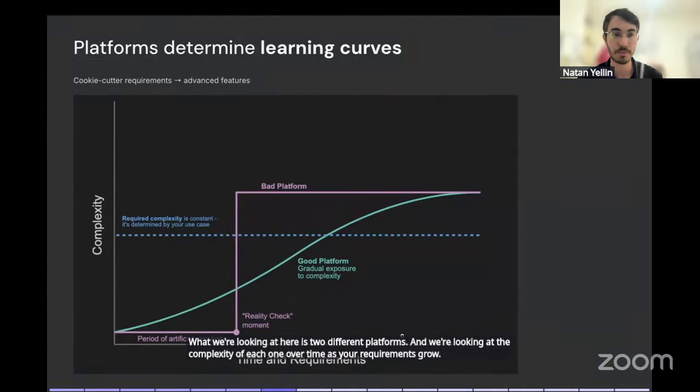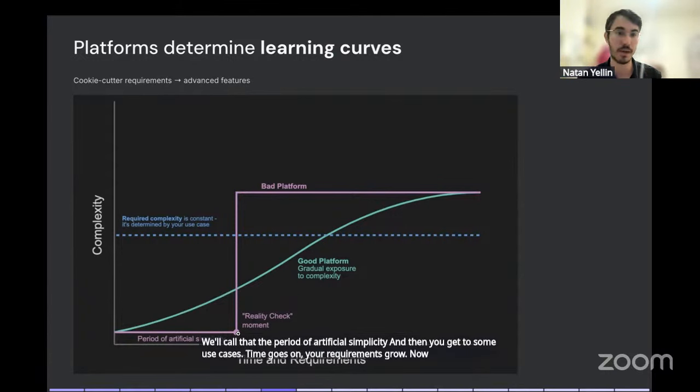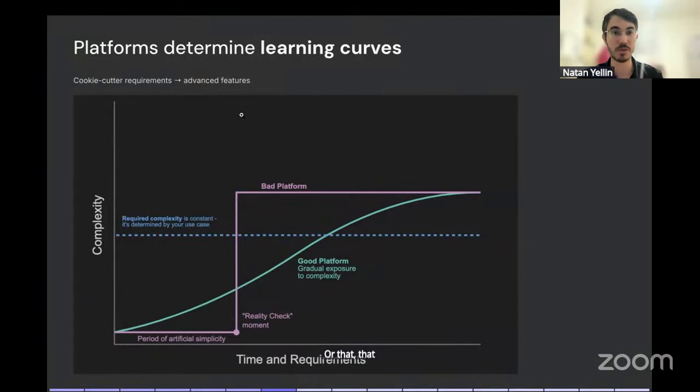And the first platform here is what we're calling a bad platform. So the platform is really simple at the beginning, right? There's a certain level of complexity. We'll call that the period of artificial simplicity. And then you get to some use case. As time goes on, your requirements grow. Now you have some use case that the platform doesn't really support or that doesn't match this level of simplicity. So now suddenly the complexity bumps up to all these other things.